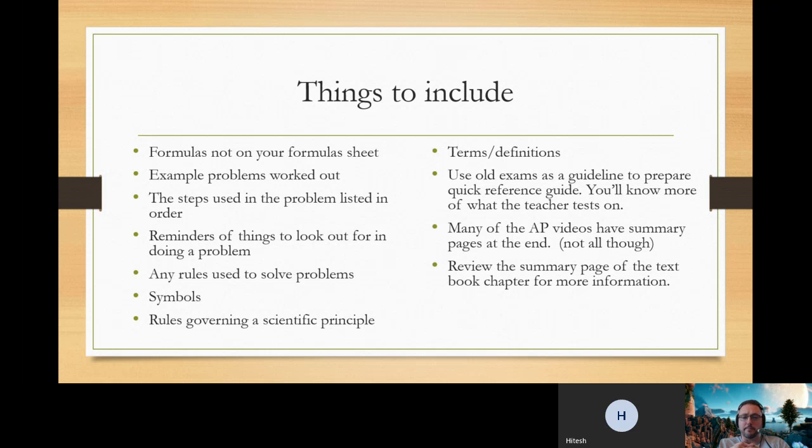Many of the AP videos have summary pages at the end. I know the guys do. He also had summary pages, like in conclusion. Those are going to be good things. Also, if you look at your textbook, now you're like, we don't have a textbook. Well, yeah, it's online and you have access to the whole textbook, but you can look at the end of each chapter, there's a summary of what's going on. And that's a good way also to make sure you've got the important information on there.